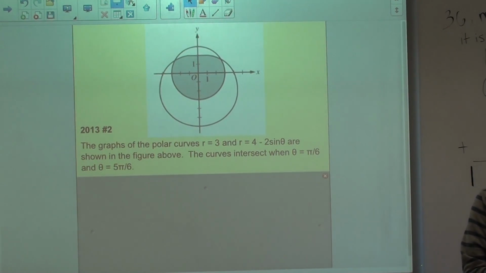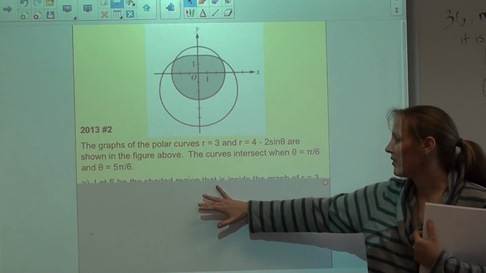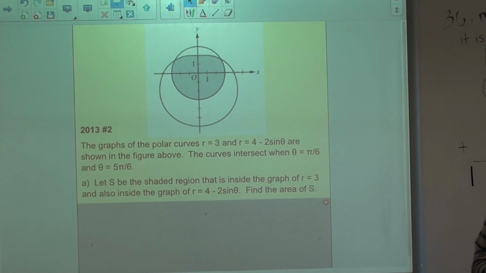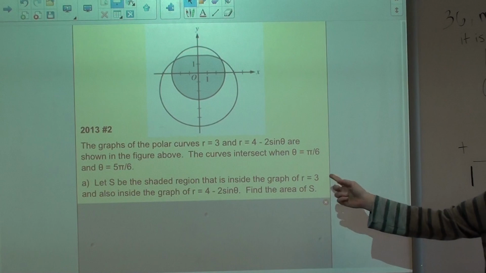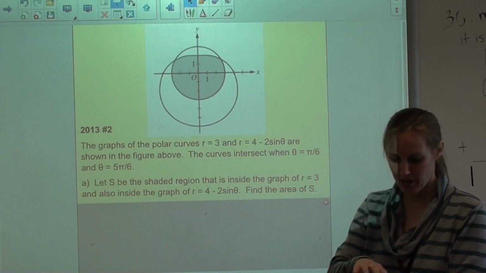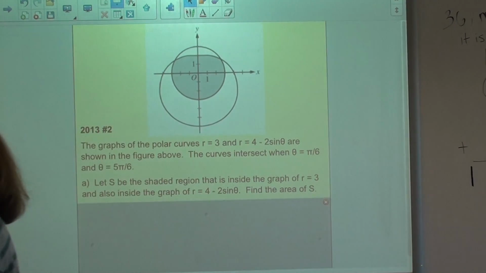Yes. Okay. All right. So, part A. Let S be the shaded region that is inside both graphs. Find the area of S. Right? So they're asking for the area of the shaded region. I have these as hard copies along with 2 more problems. I'm going to hand these out, but I want you to start working on part A while I'm coming around.